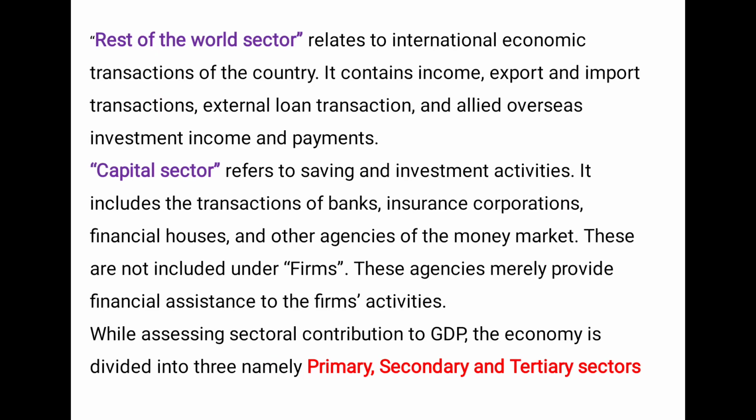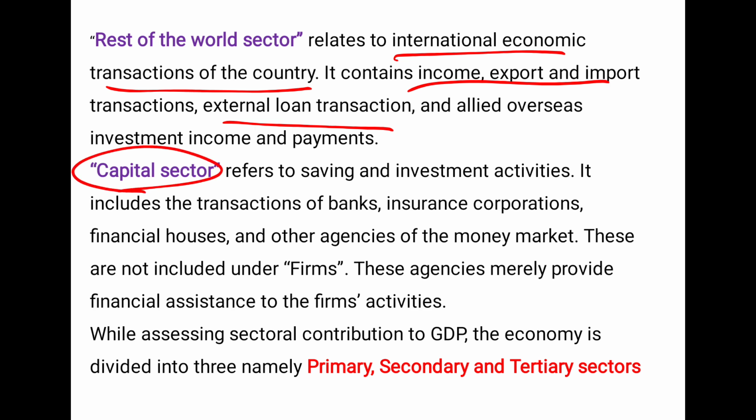So how are we connected with the rest of the world, and what is the capital sector? The rest of the world refers to international economies. You can include the incomes that we get from export and import transactions, and external loans. If we do not have money, we can borrow from the rest of the world. Next is the capital sector. The capital sector is nothing but what people save and what we have invested in the form of money and other forms of wealth. It stands as a main capital source of our country.